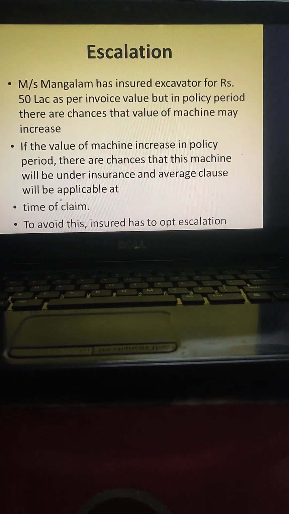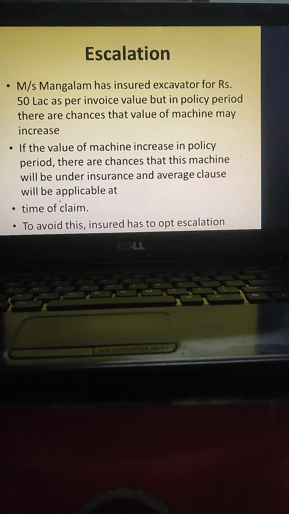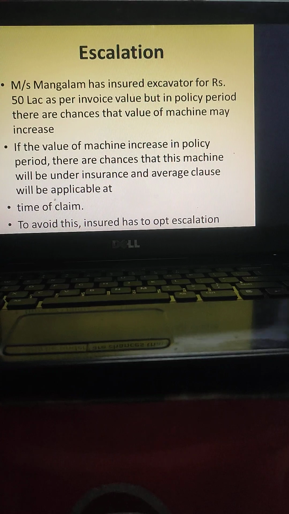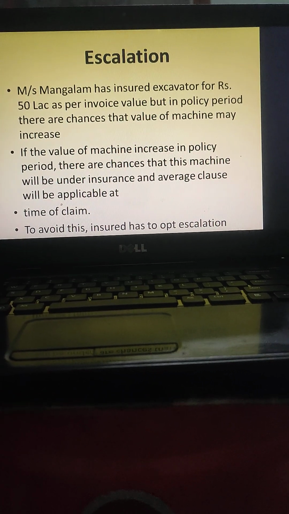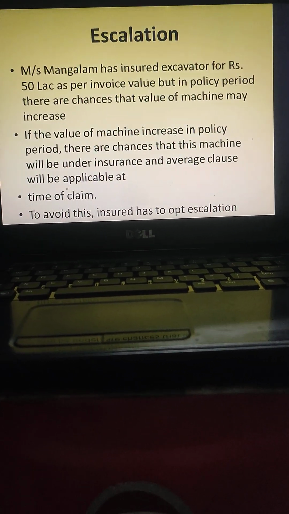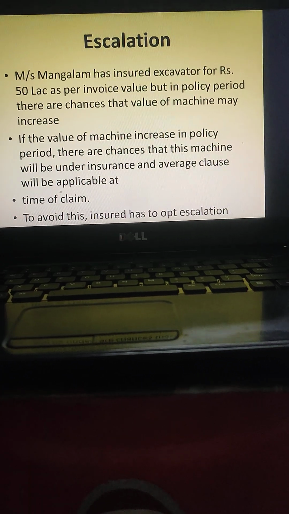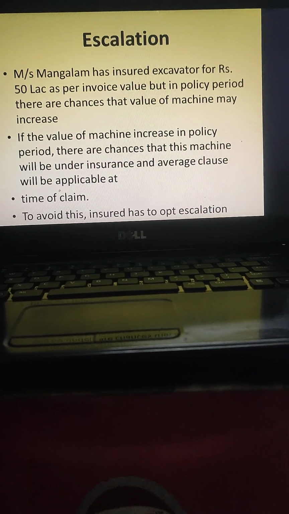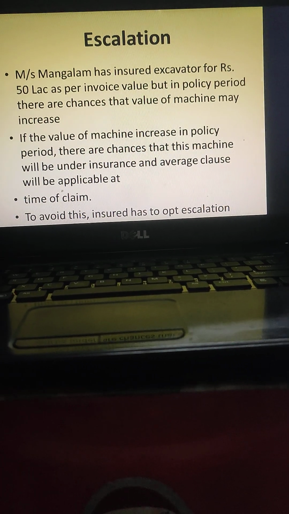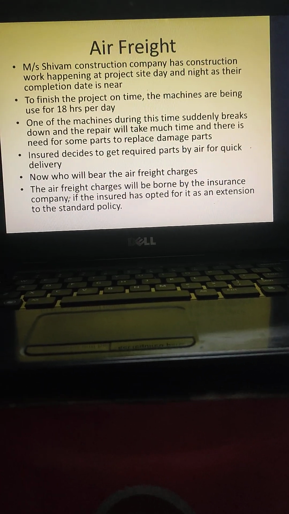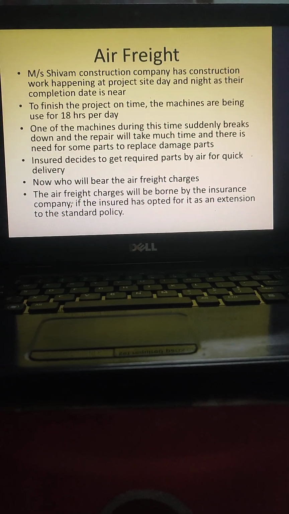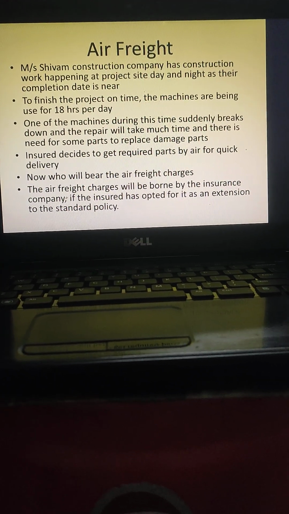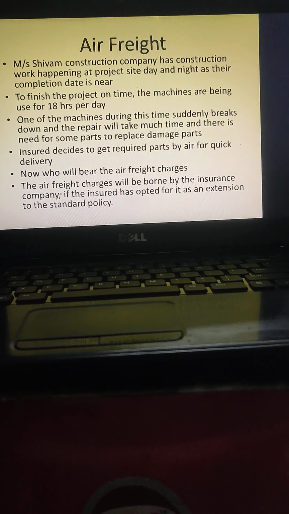Now the question is escalation. Escalation is good in the CPM policy because if the value of the machine increases during the policy period, there are chances that this machine will be underinsured and average clause will be applicable at the time of claim. So to avoid this, insured has to opt for escalation. Air freight is good to opt because the insured decides to get required parts by air for quick delivery.